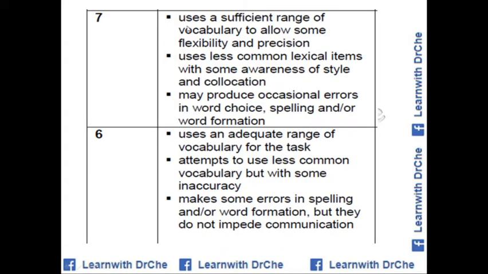A band 7 student uses a sufficient range of vocabulary to allow some flexibility and precision. He uses less common lexical items with some awareness of style and collocation. They may produce occasional errors in word choice, spelling, and word formation. Uses sufficient range of vocabulary with flexibility and precision. Use less common lexical items, meaning topic specific vocabulary. You should use topic specific vocabulary with awareness of style and collocation.